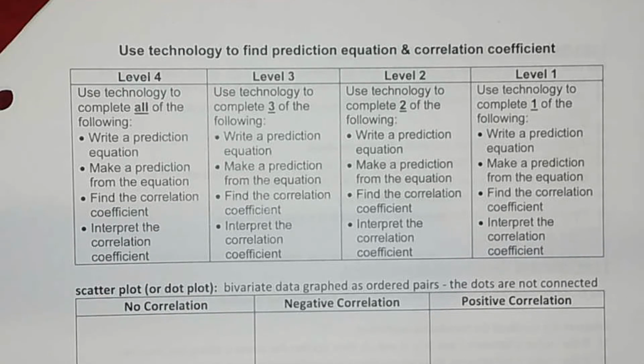Okay, this video is for the standard number 3, use technology to find prediction equation and correlation coefficient. Level 1, 2, 3, 4 is based on how many parts there are. The 4 things you need to complete in order to be perfect on the standard are: prediction equation, make a prediction from the equation, find the correlation coefficient, and interpret the correlation coefficient.